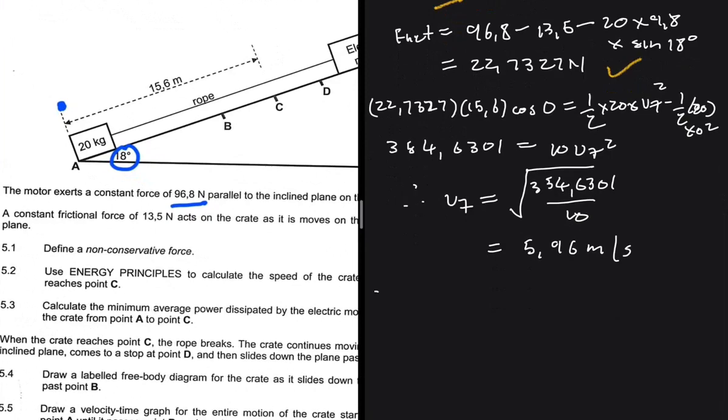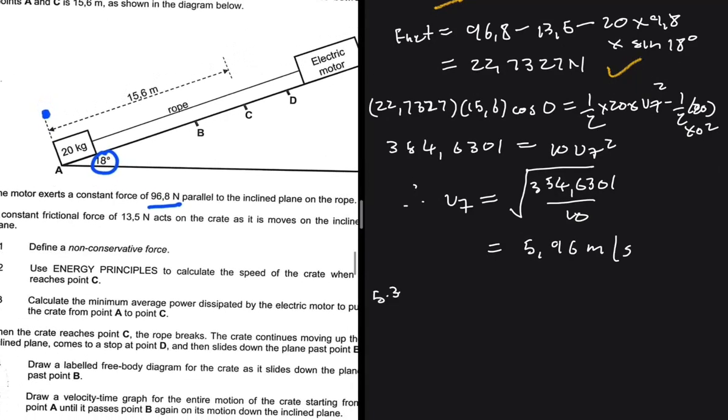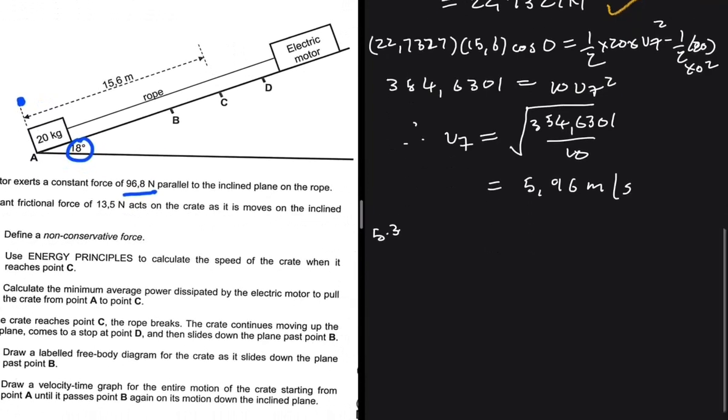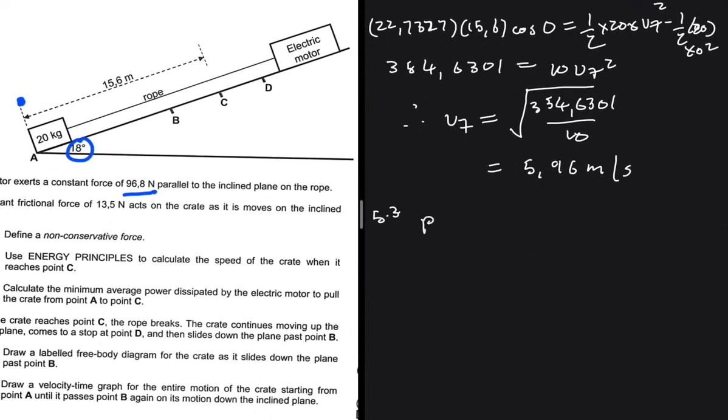So 5.3 is saying let's calculate the minimum average power dissipated by the electric motor to pull the crate from point A to point C. If we want to find the power, we can either use the work divided by the time, or we can use the force multiplied by the average velocity. We don't have the time as it is.